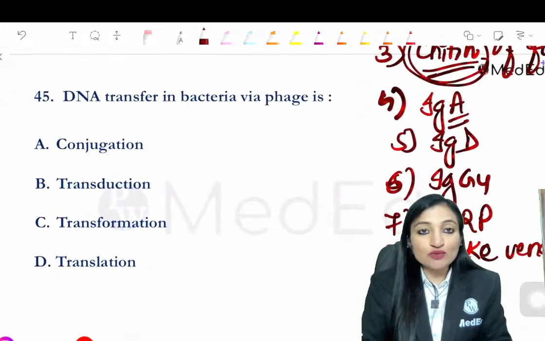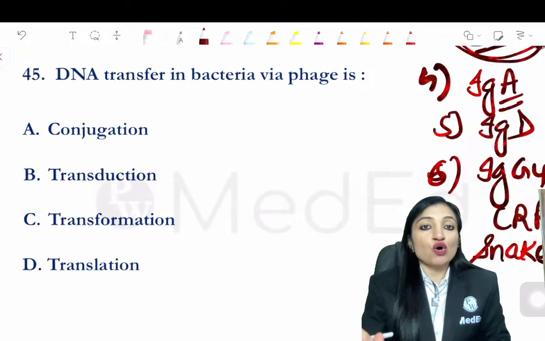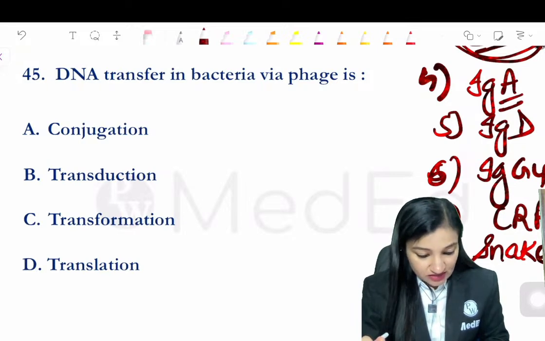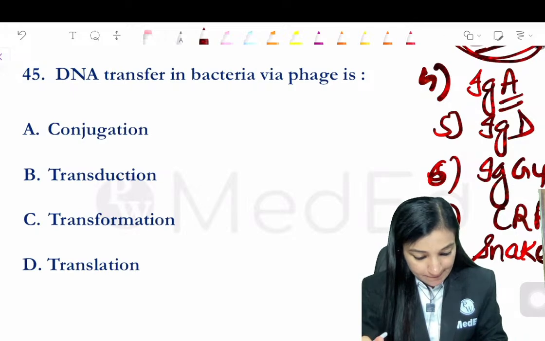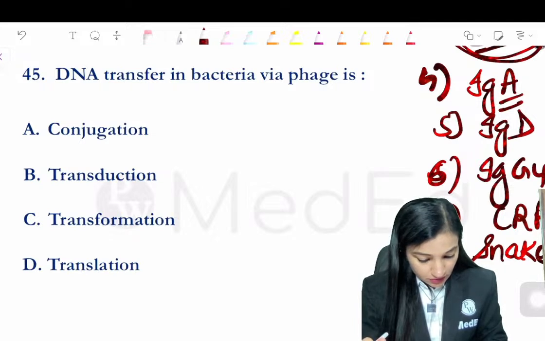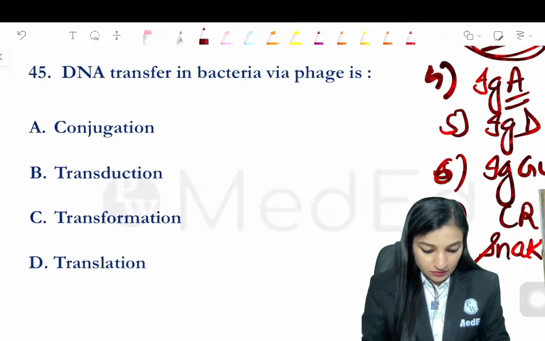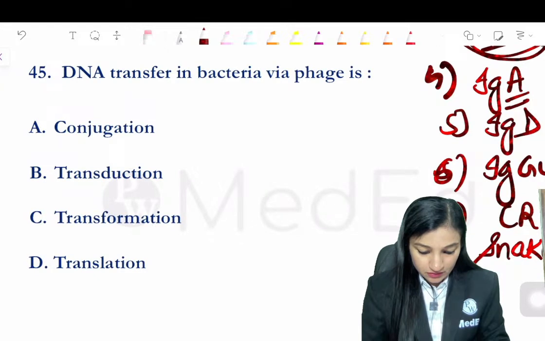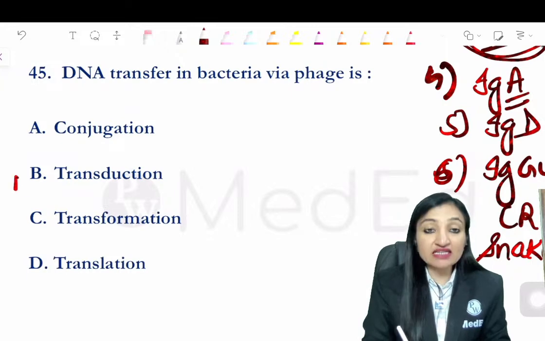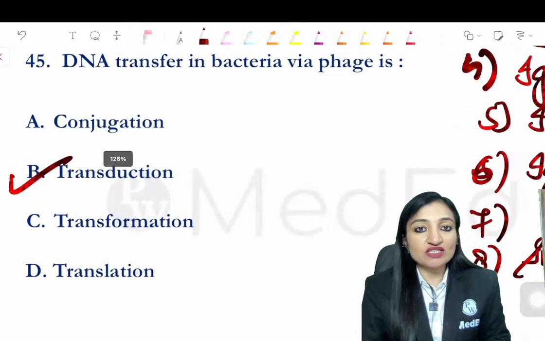All right. Okay, next question. The DNA transfer in bacteria via phage is known as conjugation, transduction, transformation, or translation. What is this? Yes, it is transduction. DNA transfer in bacteria by the agency of phages is known as transduction.